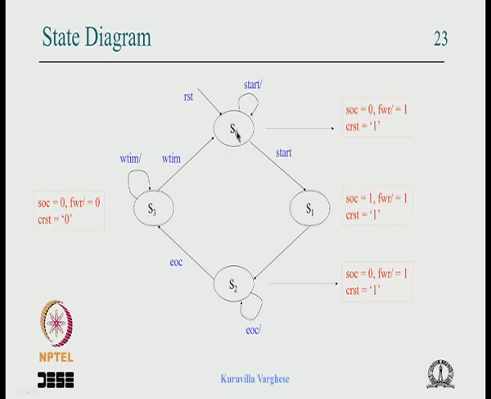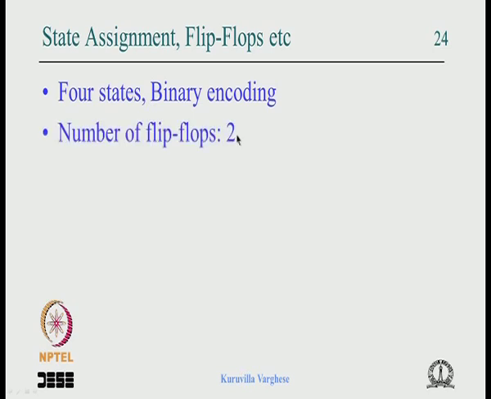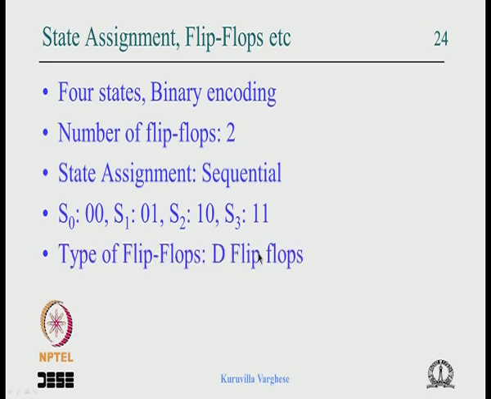And here we have 4 states. So we can do binary encoding, and the number of flip flops is 2. Then we can do the state assignment, because to develop the next state table and the output table, we need to know what kind of flip flops we are using for the transition, and how many flip flops. So what are the states of the flip flops? We will assign S0 as 00, S1 as 01, S2 as 10, S3 as 11, and we will use D flip flops.